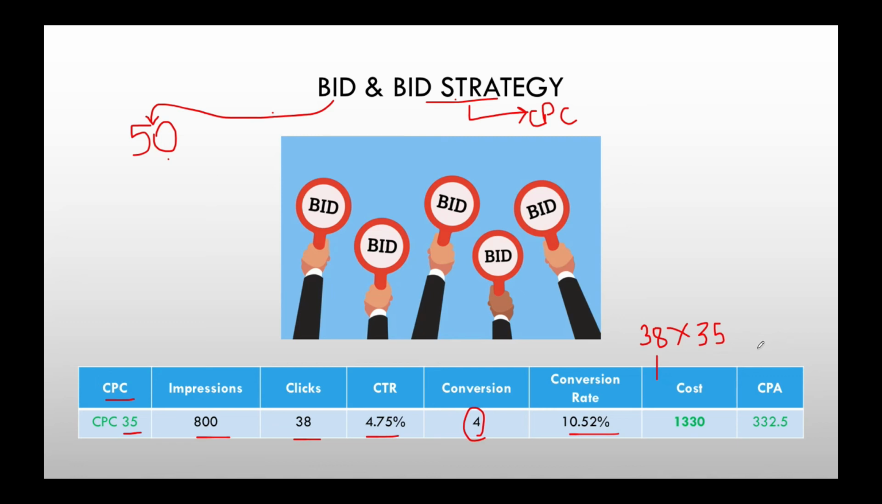Cost per acquisition. So I spent around 1330 rupees. In the process, I get 4 conversions. So what is my cost per conversion? So 1330 divided by number of conversions, which is 4, will give you your cost per acquisition or cost per conversion, which is 332.5. And that is how you calculate your cost per conversion. Let us look at another example.